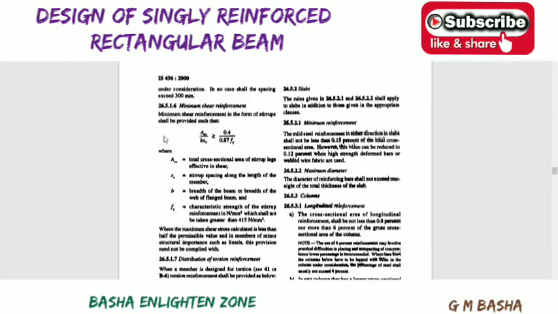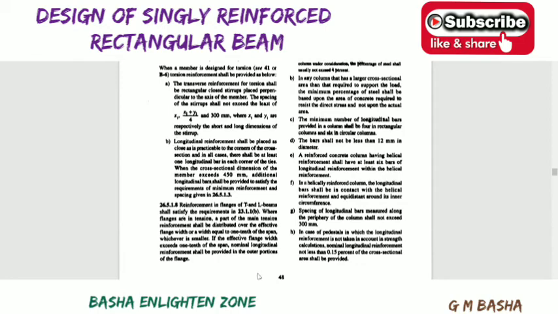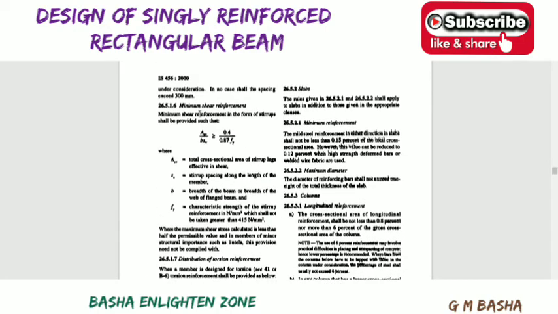See here, this is page number 48 in the Indian Standard. This is the minimum shear reinforcement formula: Asv by b into Sv greater than or equal to 0.4 by 0.87 Fy. Asv is the total cross sectional area of stirrup legs, so we have to take the number of bars like that. Sv is the stirrup spacing. So here we are providing the stirrup only, so our unknown is Sv only. b is the breadth of the beam and Fy is the characteristic strength of the steel. So take down the formula as it is and then go for the shear reinforcement design.